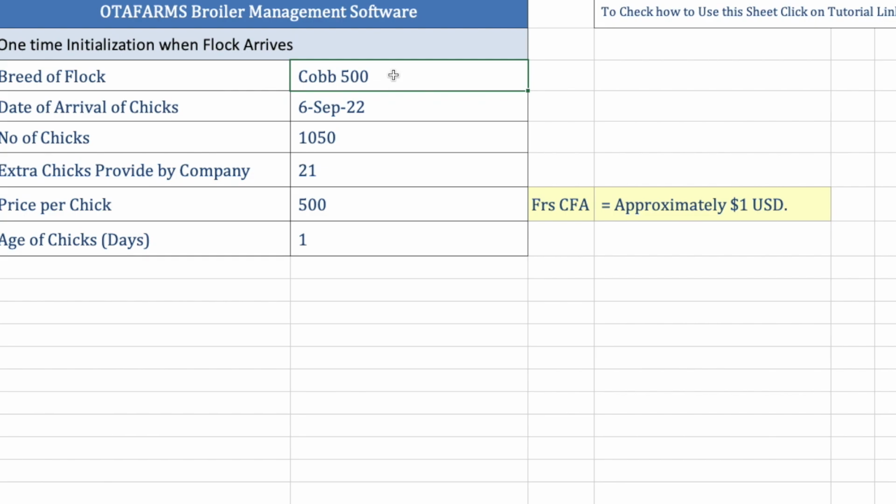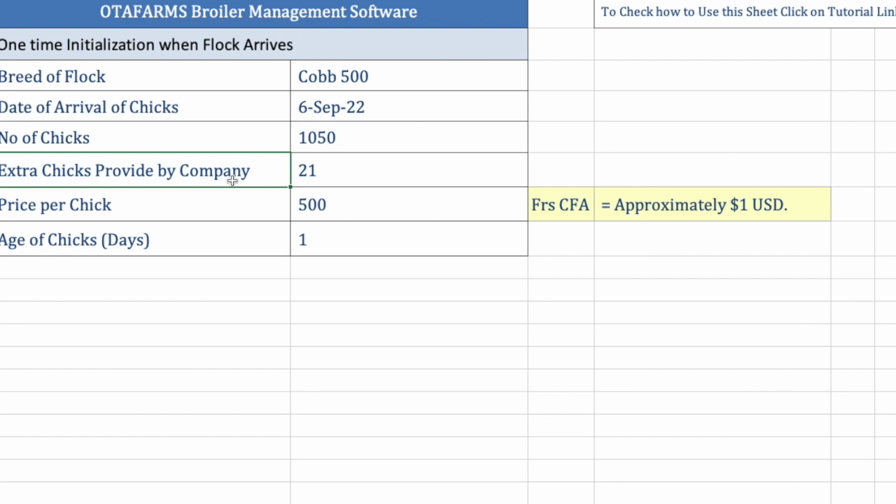Our very first breed, we started with COP 500. The date of arrival was the 6th of September. This breed arrived at our farm on the 6th of September 2022. For the number of chicks that we started with, we actually ordered 1,050. So we ordered an extra box of chicks, because each box comes with 50 inside. We ordered an extra box because some of these chicks die on the way, or even on the first day, and you'll see the mortality on the next page.